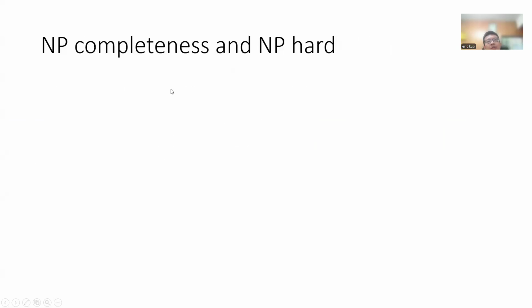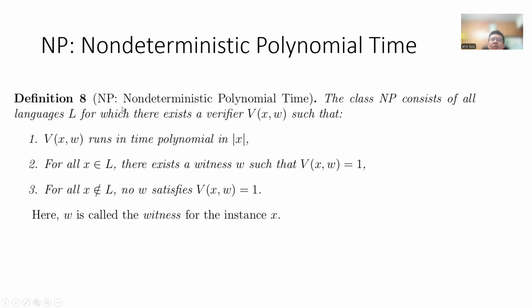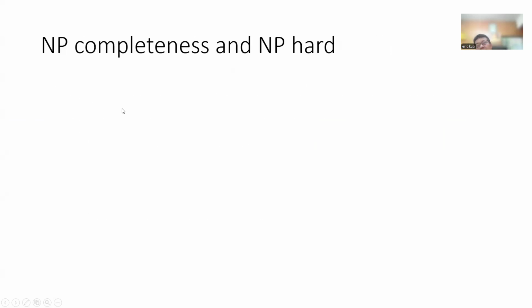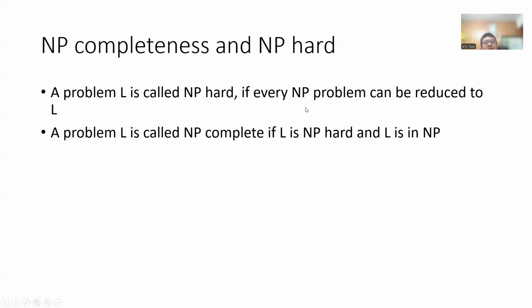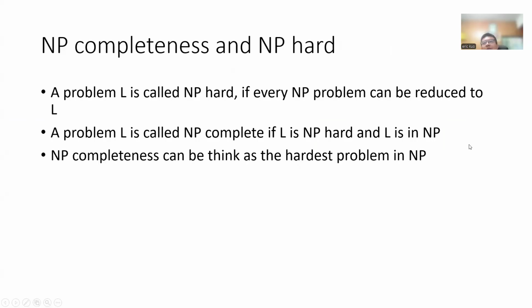Once you have this NP, then you can define an idea called NP completeness and NP hardness. So a problem L is NP hard if every problem in NP can be reduced to L. A problem L is NP complete if L is in NP and NP hard. This is called reduction, but the definition I will not give here. So NP completeness can be seen as the hardest problems in NP.